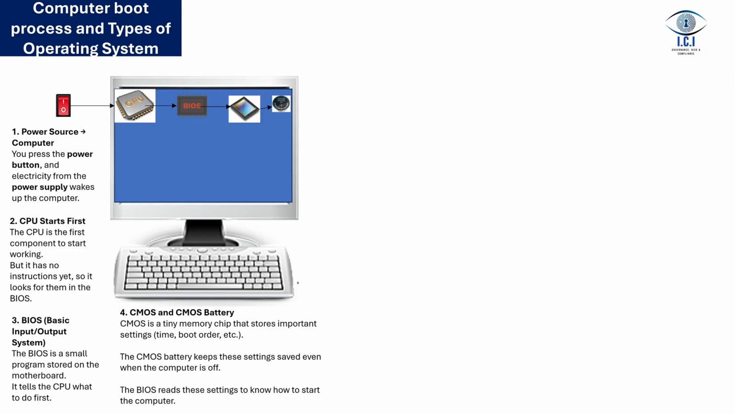And then we have the CMOS and the CMOS battery. So CMOS is a tiny memory chip that stores important settings in your computer. So we're talking about the time, the boot order, and the likes. And this CMOS comes with a battery that keeps those settings saved, even when your computer is down or off. It has its own dedicated battery that keeps those settings safe. Your time, your boot order, and the likes. So the BIOS now reads these settings from your CMOS to know how to start the computer.